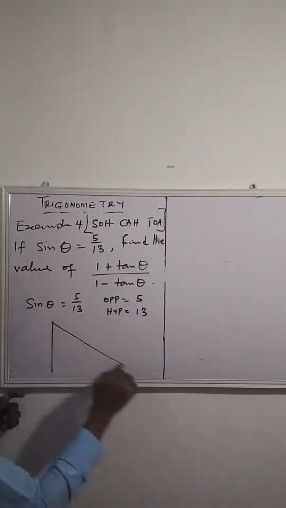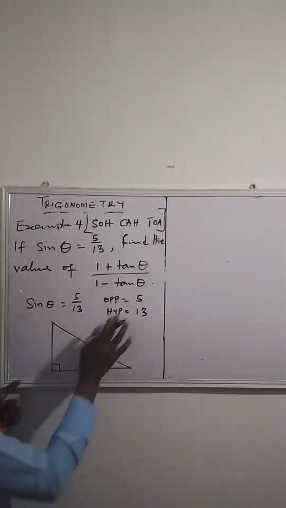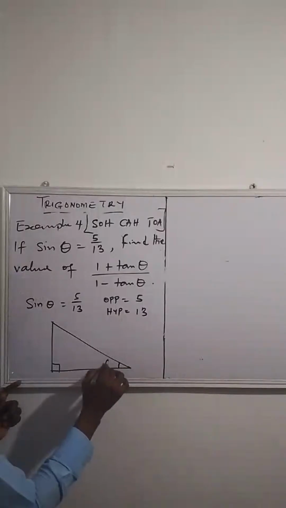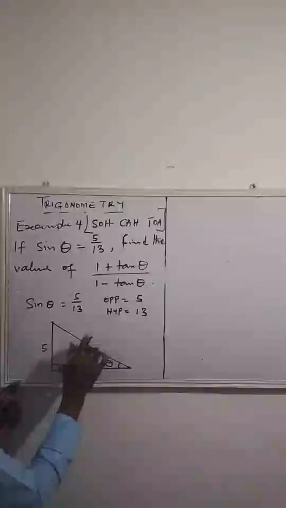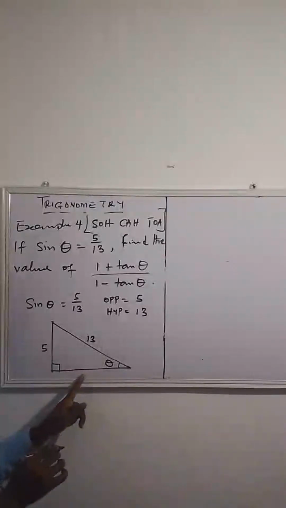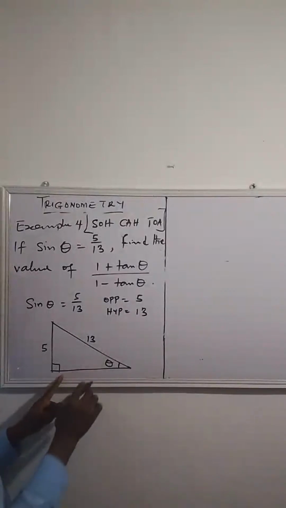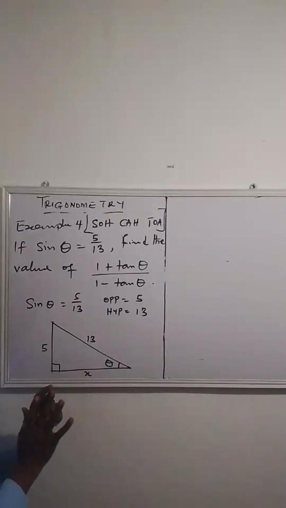So we have it this way. So right angle. Now, if this is the reference angle, the opposite is 5. The hypotenuse is 13. Now we want to get the adjacent. Let's say the adjacent is x. We are going to be making use of our Pythagoras theorem now.